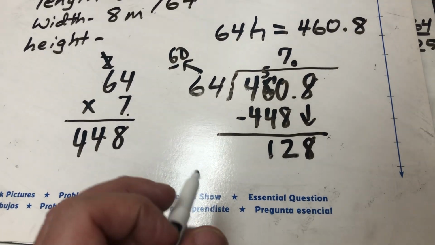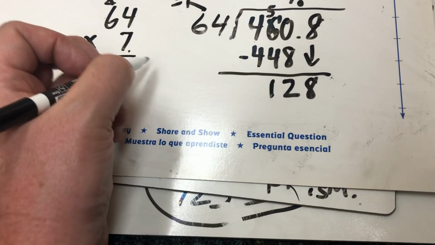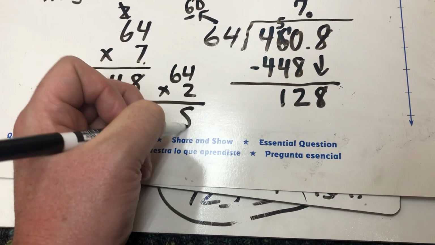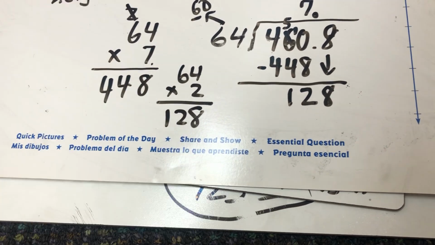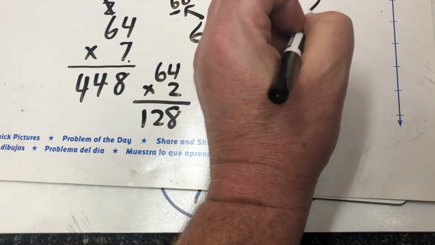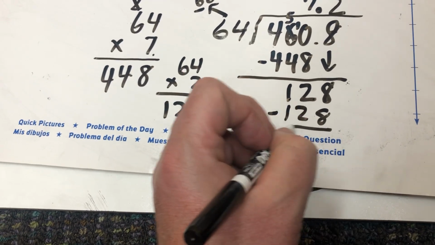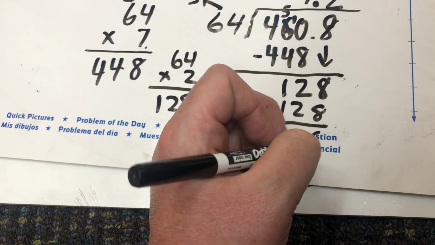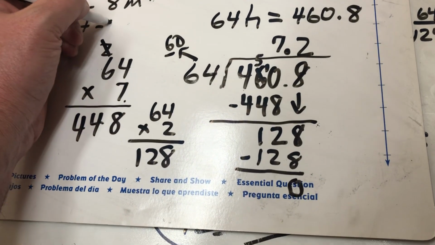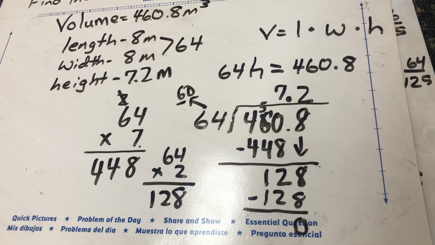All right. And I know that 6 can go into 12 twice. So I'm going to come over here and I'm going to try 64 times 2. Well, 2 times 4 is 8. 2 times 6 is 12. I get 128. Well, that works out perfectly. So I can put my 2 there. 64 times 2 is 128. 128 minus 128 is nothing. I find that the height is 7 and 2/10 meters. All right? That's what you're doing.